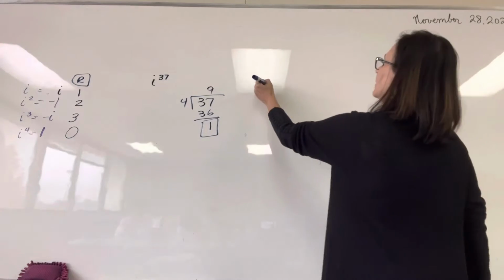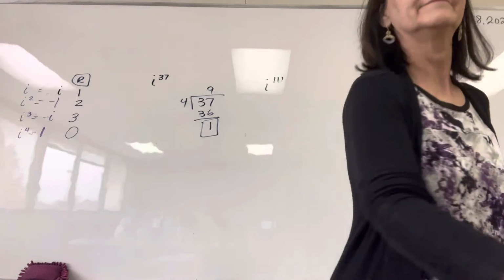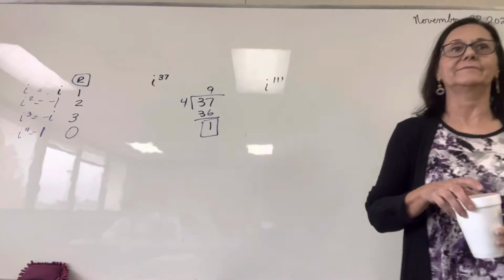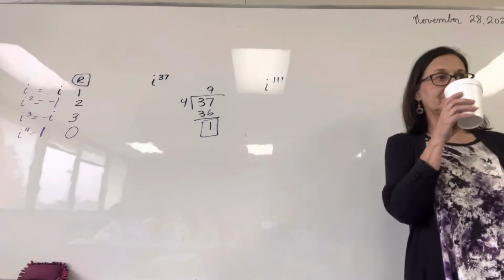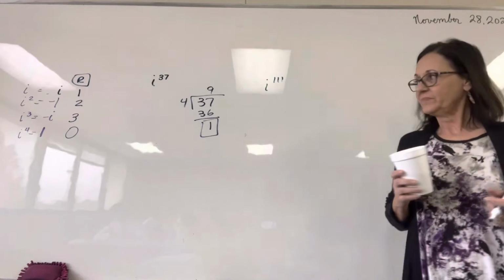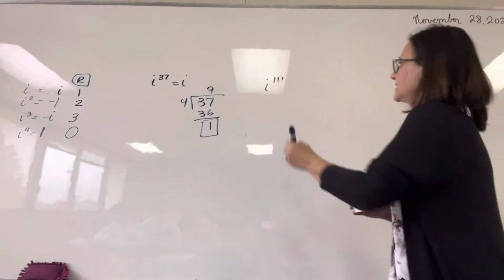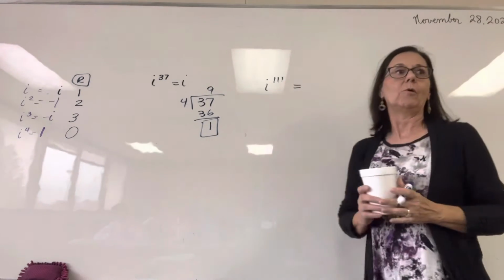All right, so what if I said i to the 111th? Can y'all figure it out? Figure out what it equals. I just made that up. So i to the 37th equals i. What does i to the 111th equal?